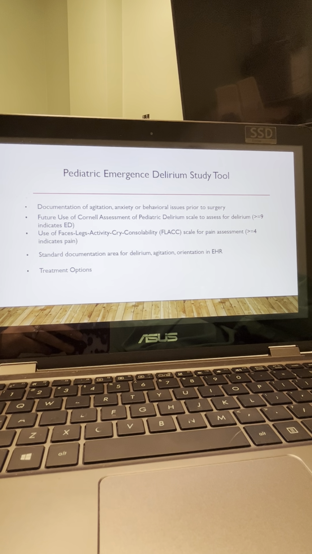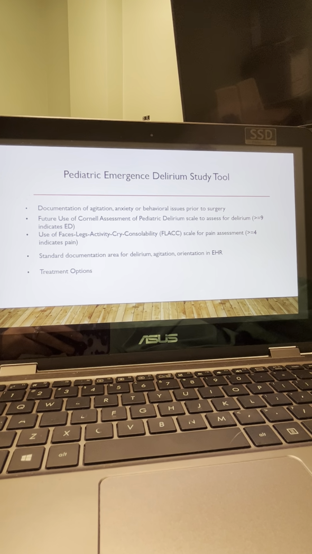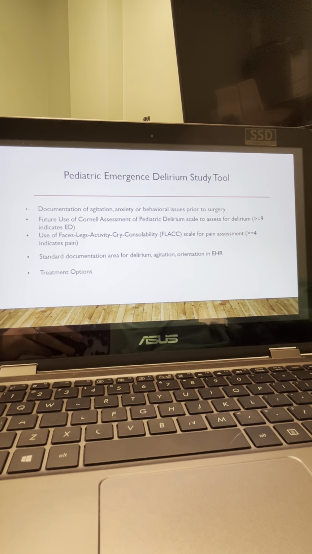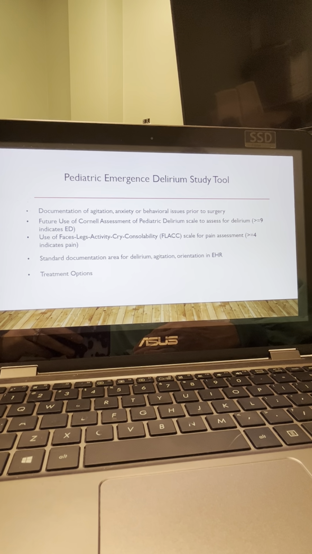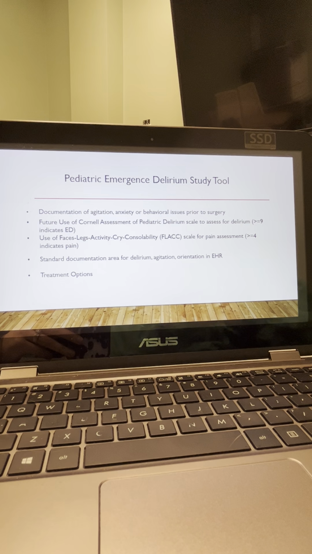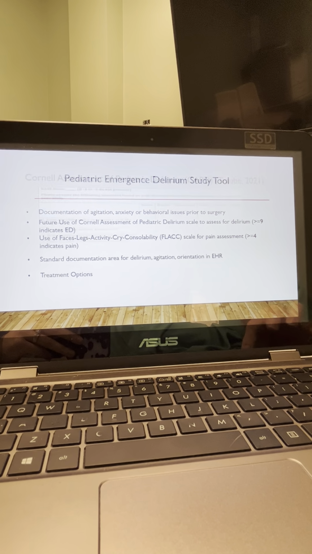For those children who come out of surgery and can't verbalize anything, these two tools are extremely helpful in differentiating delirium from agitation. FLACC is live now, and it's actually got a number system to it, so you can use it under the pain assessment. There's a standard documentation area for delirium, agitation, and orientation in the EHR. So we'll talk about where to document, and then our treatment options.